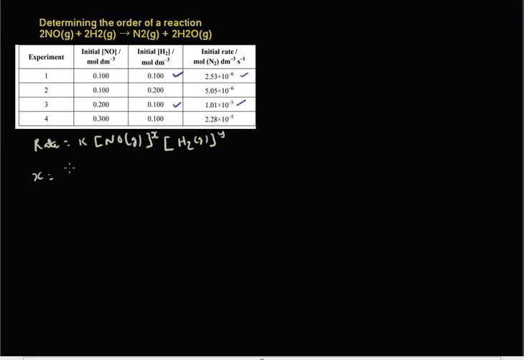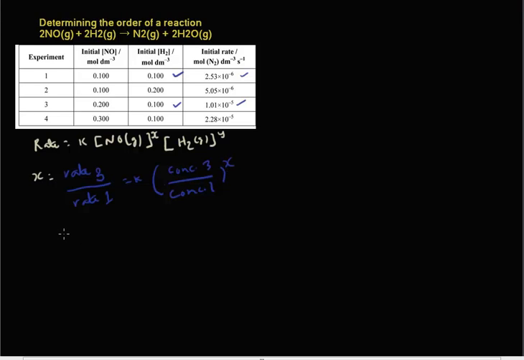So let's go ahead and write this formula. Rate 3 divided by rate 1, because that's the initial rate for experiment number 3, equals the rate constant K, the concentration of NO from 3 divided by the concentration from 1, to the X. So we have to determine X.